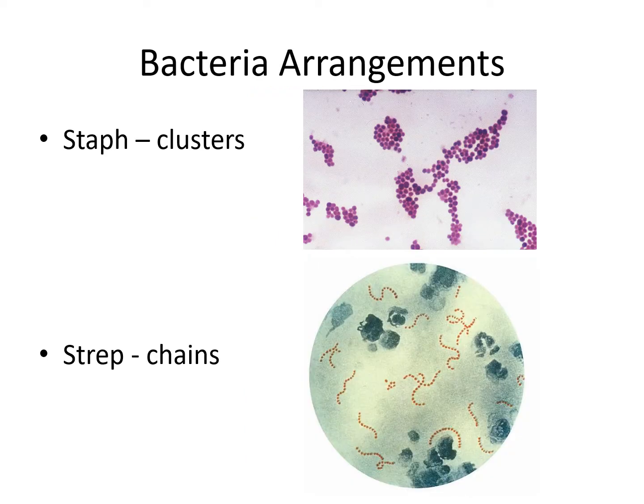Bacteria also come in 2 major arrangements. Staph refers to clusters, while strep refers to chains. Staphylococcus aureus was a round bacteria, but it also exists in clusters. That's what's shown in the picture on the pinky purple bacteria there. Streptococcus pyogenes is still a round bacteria, but it exists in chains and causes strep throat.